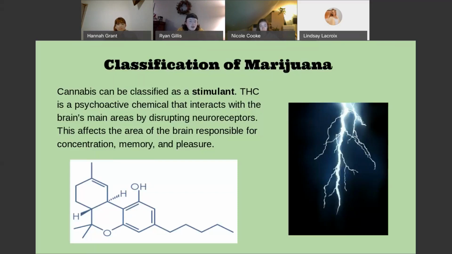THC is a psychoactive chemical that interacts with the brain's main areas by disrupting neuroreceptors. This affects the area of the brain responsible for concentration, memory, and pleasure.